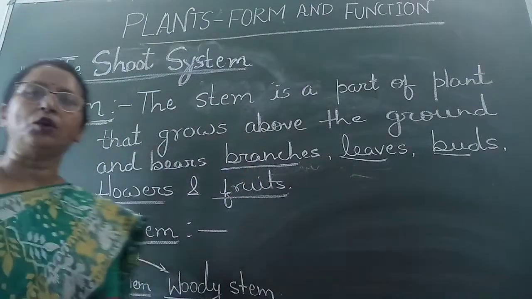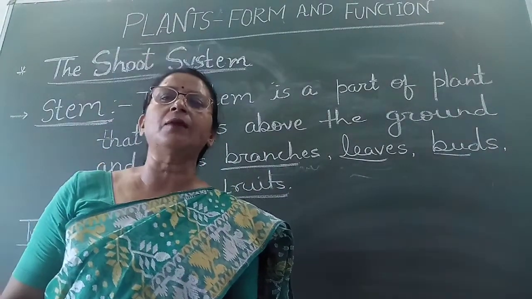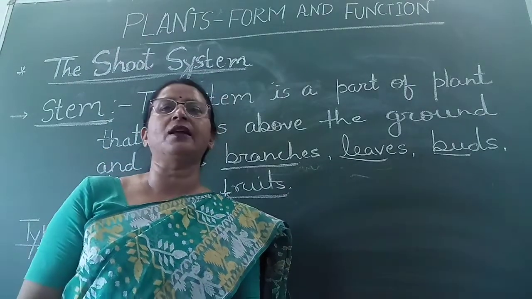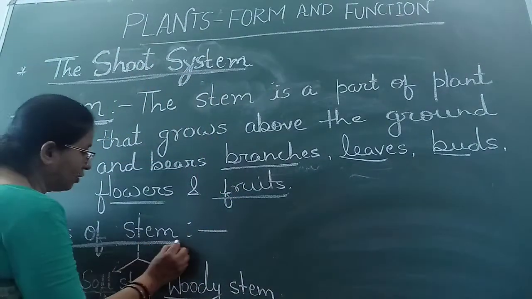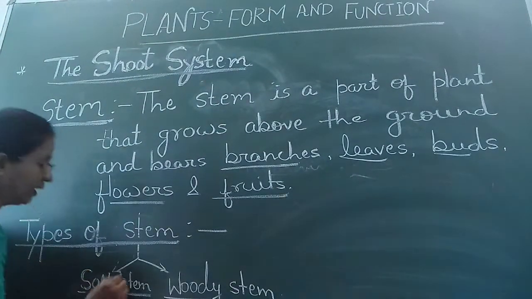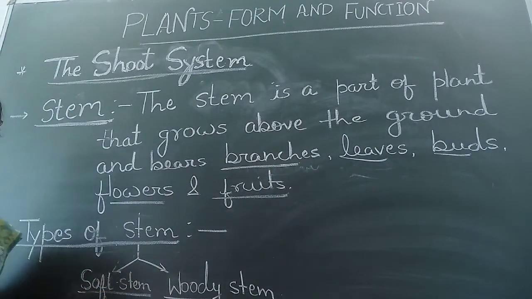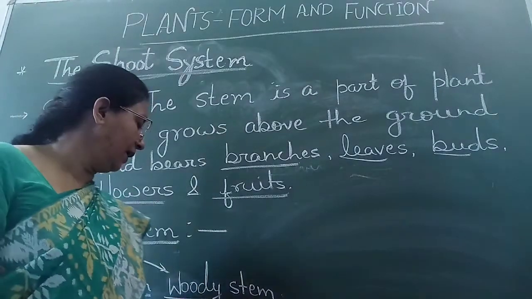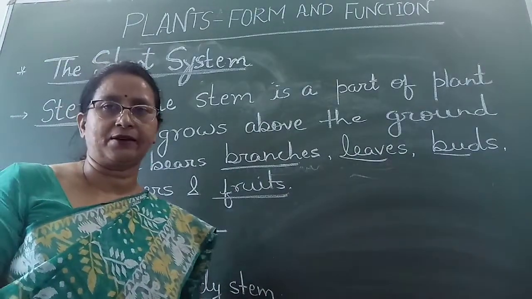Now, types of stem. In some plants you will find a soft stem and in some plants you will find a woody stem. That means on the basis of structure and function, it is broadly divided into two parts. The first one is soft stem and the second one is woody stem. It is soft in lily, marigold, etc., whereas it is woody in neem, pine, etc.